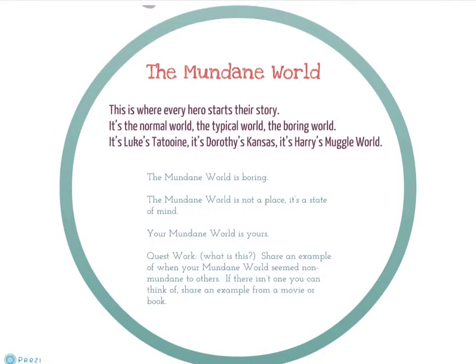So the first part of the hero's journey is the mundane world. This is where every hero starts their story. It's very much like the introduction that we talked about in the plot map. It's the normal world. It's the typical world. It's the boring world. You know how you use that word boring all the time? Well, this is boring. It's Luke's world. It's Dorothy's Kansas. It's Harry living under the steps.